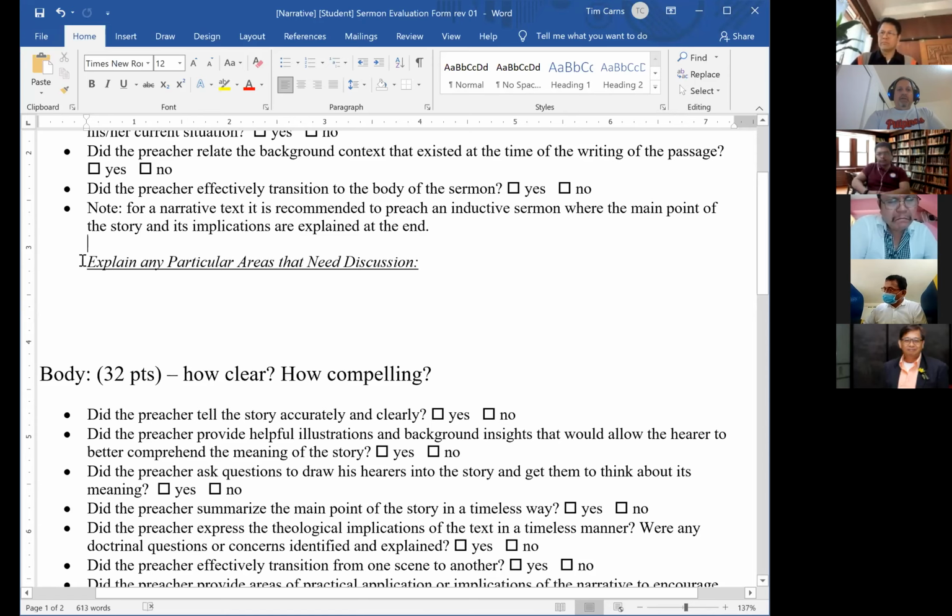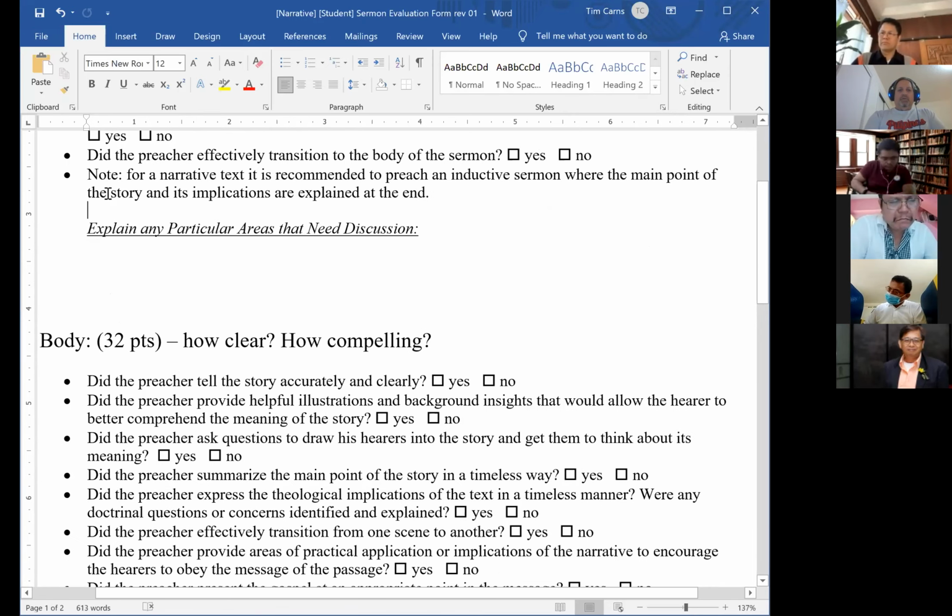So that's just why I put this note here. For narrative text, it's recommended to preach an inductive sermon. Again, notice the word recommended. I'm not saying you have to, but I really want to encourage this. I'll give you extra points if you do. Recommended to preach an inductive sermon where the main point of the story and its implications are explained at the end.